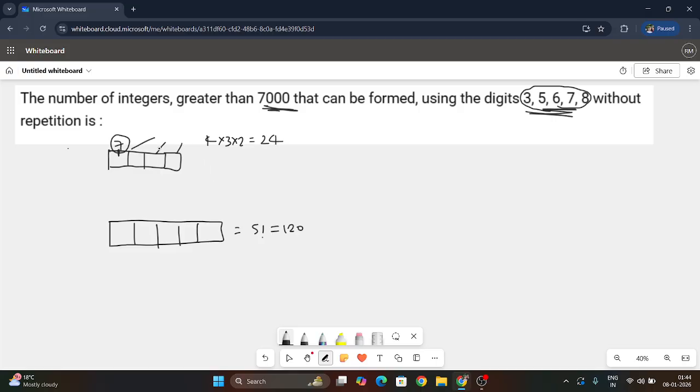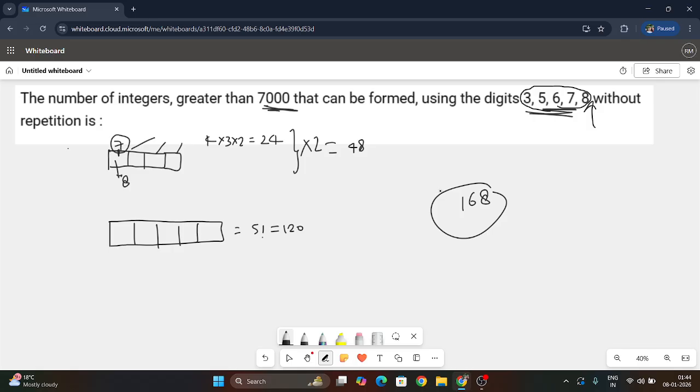Okay, now the second case: in place of 7 we can take 8 also, and that is also going to be greater than 7,000. So for that we have to multiply by 2, because in this place I can take 8 also. Again the same possibility, so 24 plus 24, or you can say 48. Now let's add these two and you will get 168.